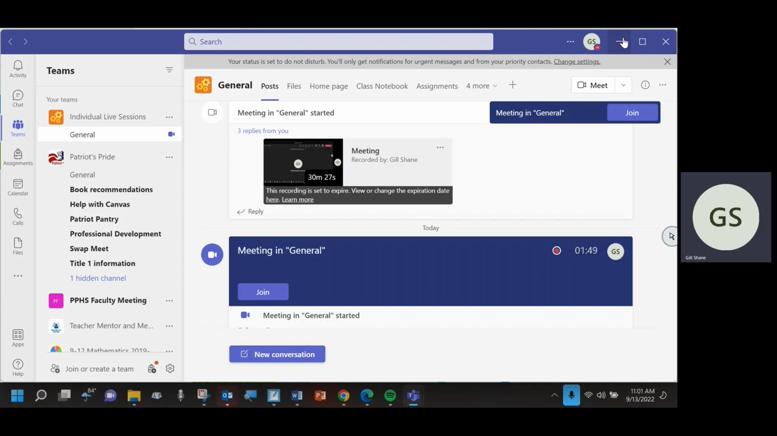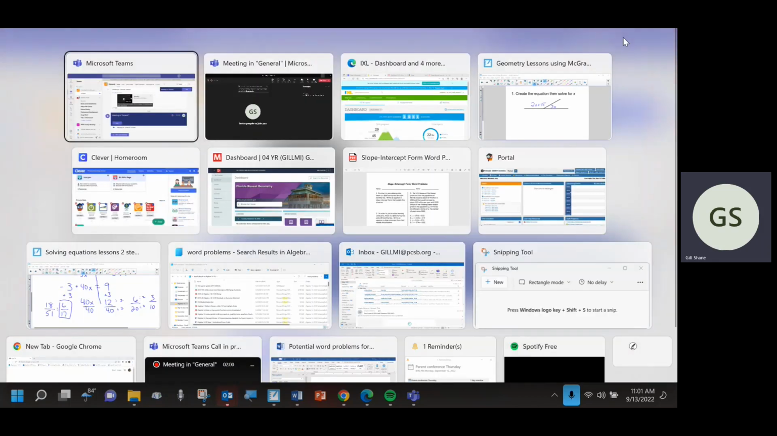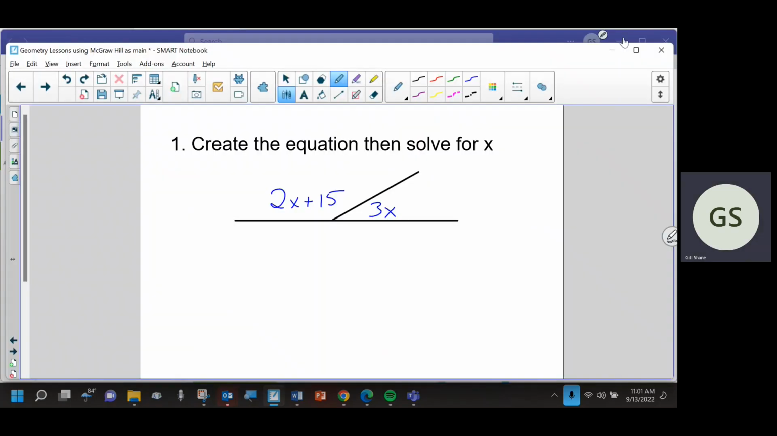So in vertical angles, you will see two dead straight lines that cross.